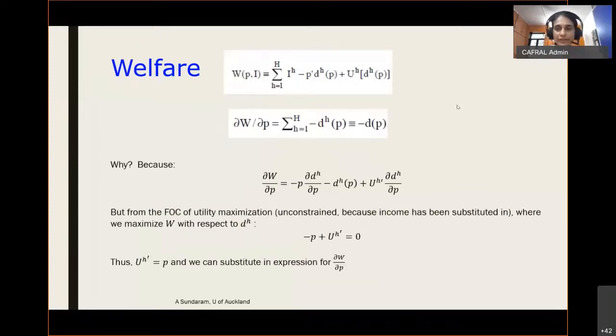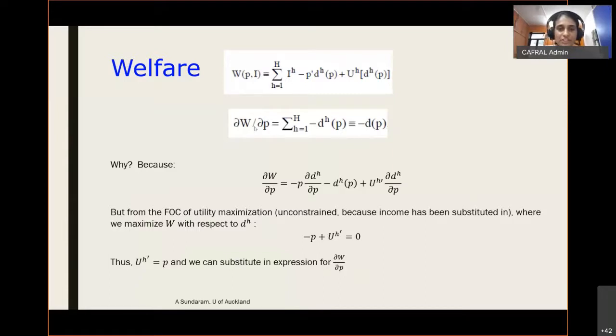So what is welfare here? Welfare is defined, we know the utility function. The utility function is just C naught, the numeraire, plus the utility coming from consumption of the consumption good. I have already shown before that the numeraire consumption is just income minus what you spend on the consumption good. So that's I of H minus P prime D of H plus the utility coming from the consumption of the consumption good. Okay. So I'm going to differentiate welfare with respect to the price because then I can set the optimal tariff. Right.